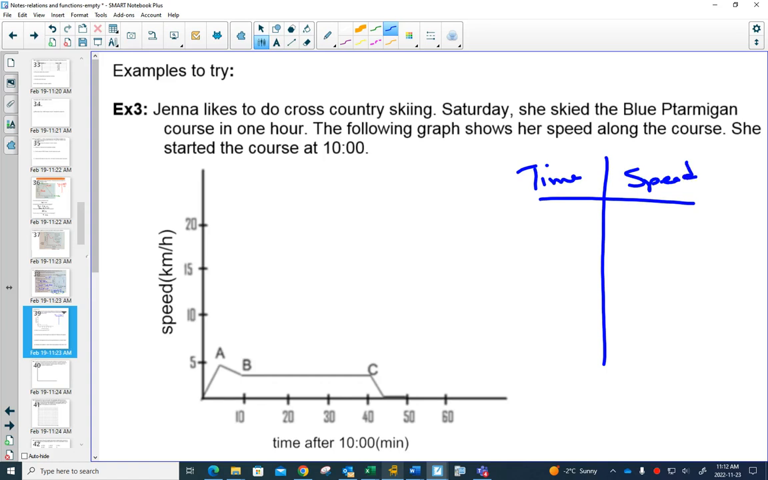would be second. I could take point A, and A looks like it's at 5 minutes and 5 kilometers per hour. At point B, that's at 10 minutes. How fast does she look like she's going there? You think that's 3 or 4? What would you estimate? 3. 3? Okay. At point C, that looks like at 40 minutes, she's still going 3. And then she stops traveling at 44. Her speed is 0.